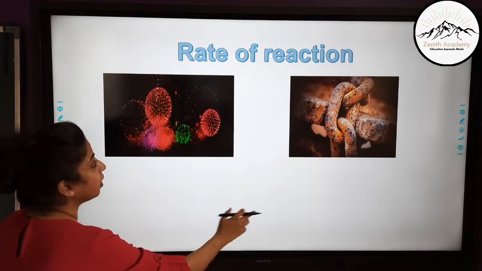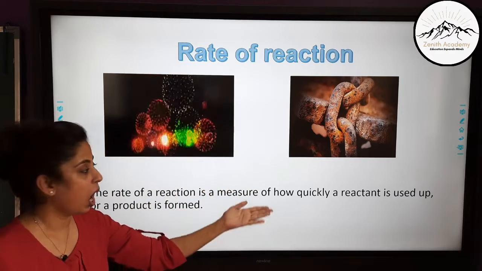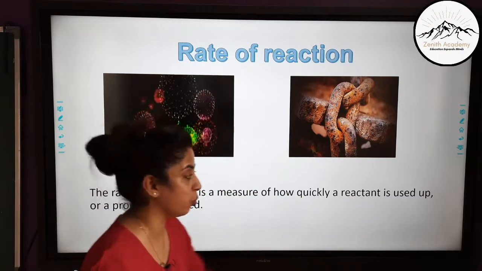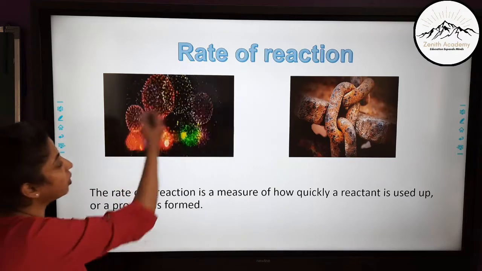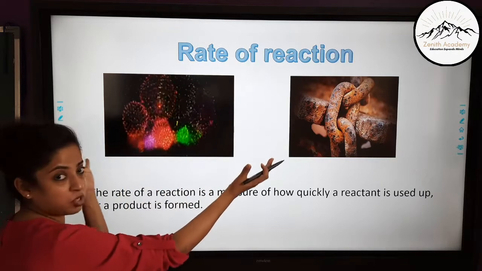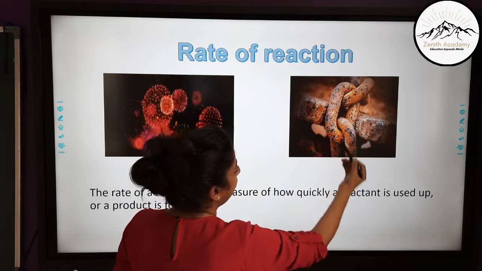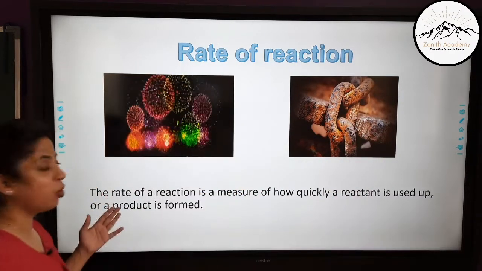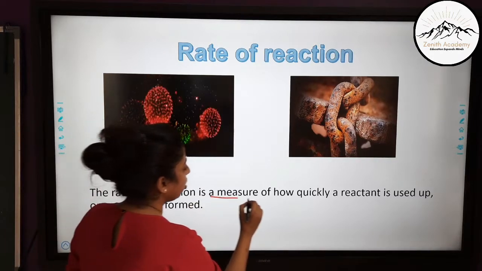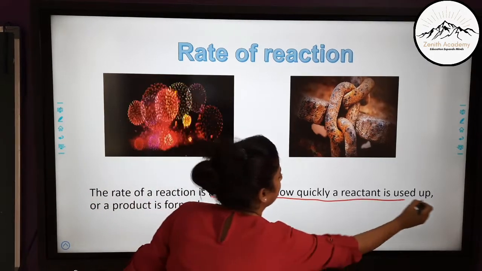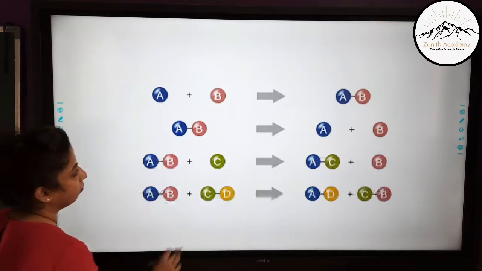So what do you mean by rate of a reaction? So the rate of a reaction is a measure of how quickly a reactant is used up or how quickly a product is formed. So here you can see the reactants are quickly used up, okay, and here the products are formed very slowly. So how do you define the rate of a reaction? It is a measure of how quickly a reactant is used up or a product is formed.